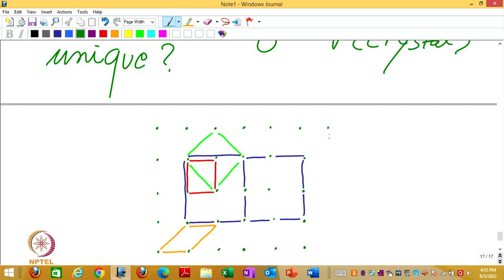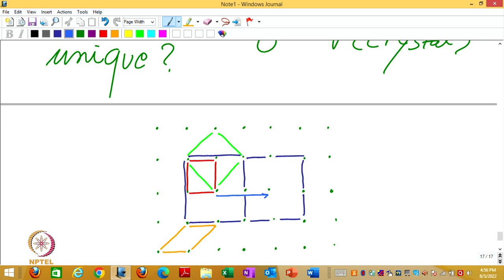Am I not able to fill the space? Is there any problem in filling the space? No. How much I translated from this center, from this lattice to this lattice. If you say center to center, that is a lattice translation. So, I am translating by lattice translations and I am filling the space.